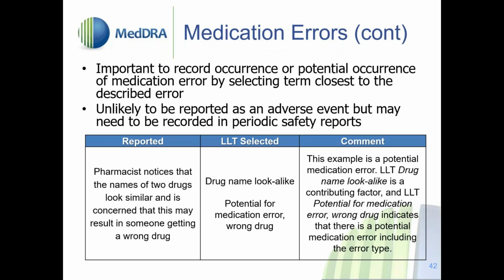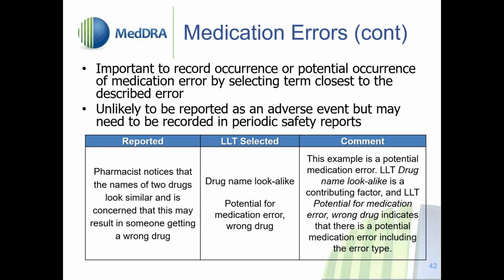Okay, what happens if there was no medication error, but a situation happened that could have led to a medication error? So nothing really happened. There was no medication error, but it was possible. So here's an example. The pharmacist notices the names of two drugs look similar. The pharmacist is concerned that this could result in someone getting a wrong drug. Why do you think this is important to capture? Why do you think this is important to code in MedDRA?